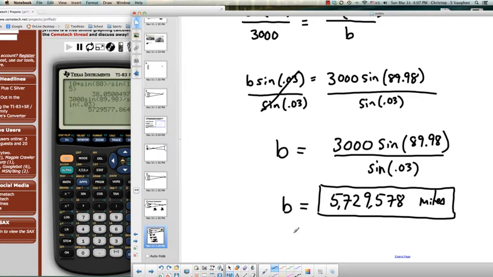So the difference in the angles is even smaller than what you saw here in order to determine that huge distance. Okay, so that was the answer to that question.